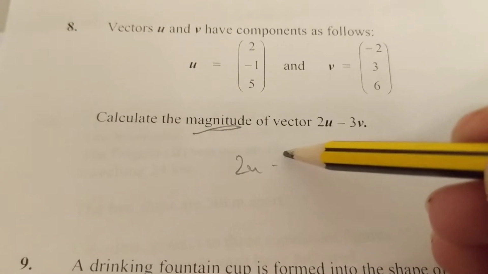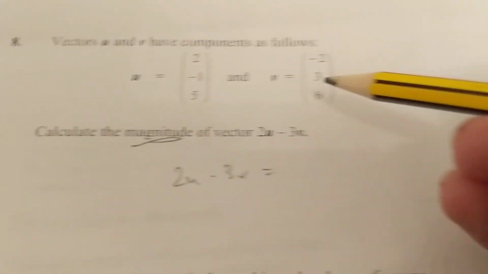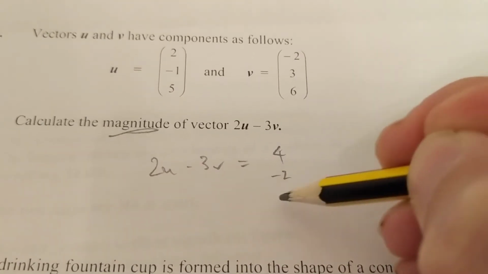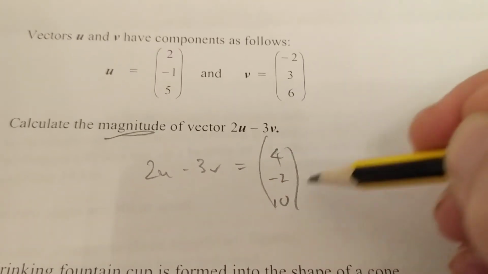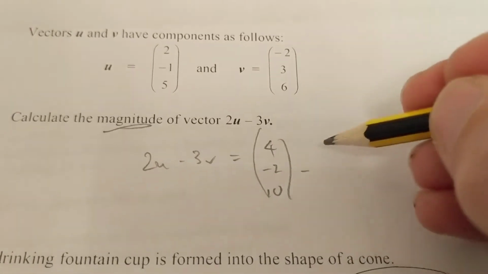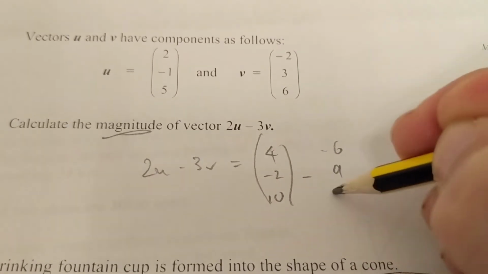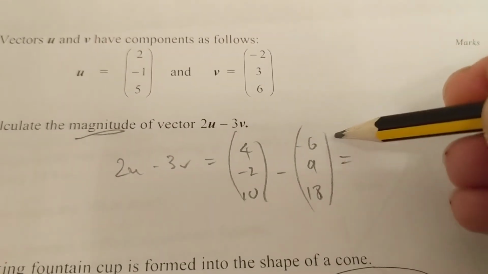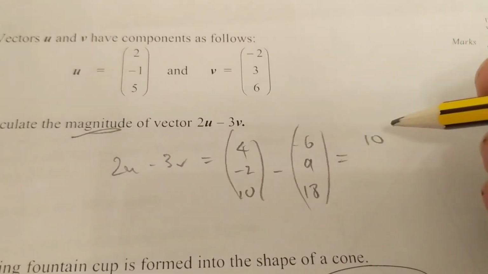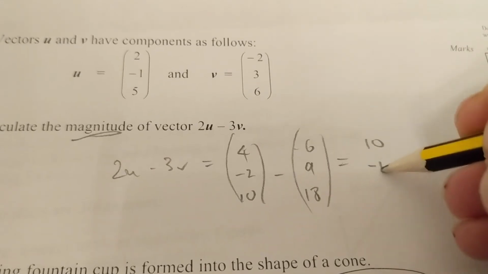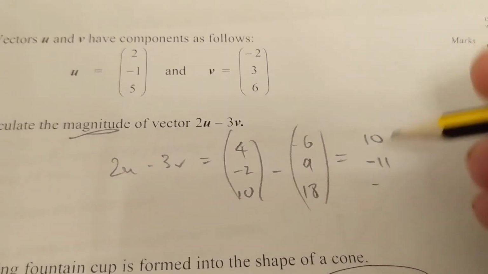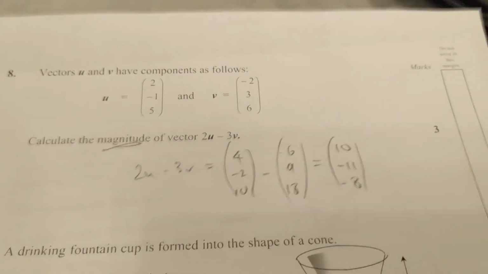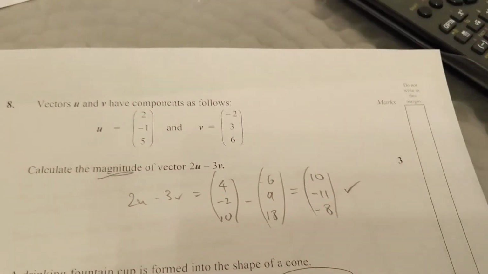So 2u minus 3v basically means 2 lots of that one. So that's 4 minus 2, 10. Take away 3 lots of that one. So it's minus 6, 9, 18. 4 take away minus 6 would be 10. You take away a negative, it goes up. Minus 2 take away 9 is minus 11. 10 take away 18 is minus 8. So that's your vector. That's just worth 1 mark.